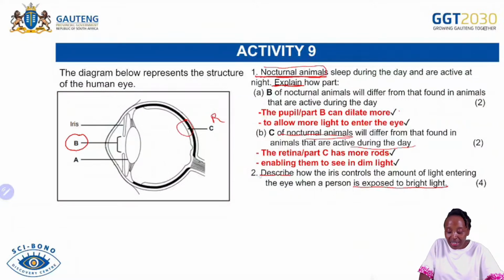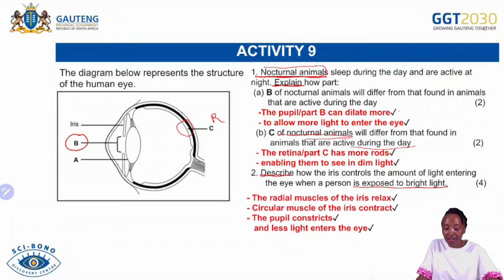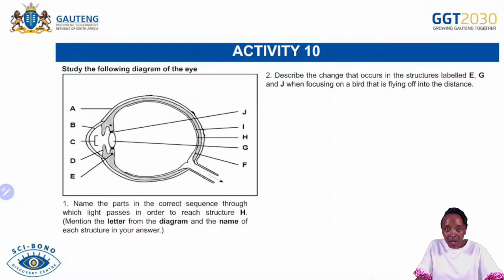So when you describe, you just give the series of events: the radial muscle does what, and then the sacral muscles will do this, therefore the pupil will constrict. When it constricts, less light is going to enter the eye. So sacral muscles relax, radial muscles contract, pupil constricts, less light. Again, radial muscles of the iris, the sacral muscles of the iris.